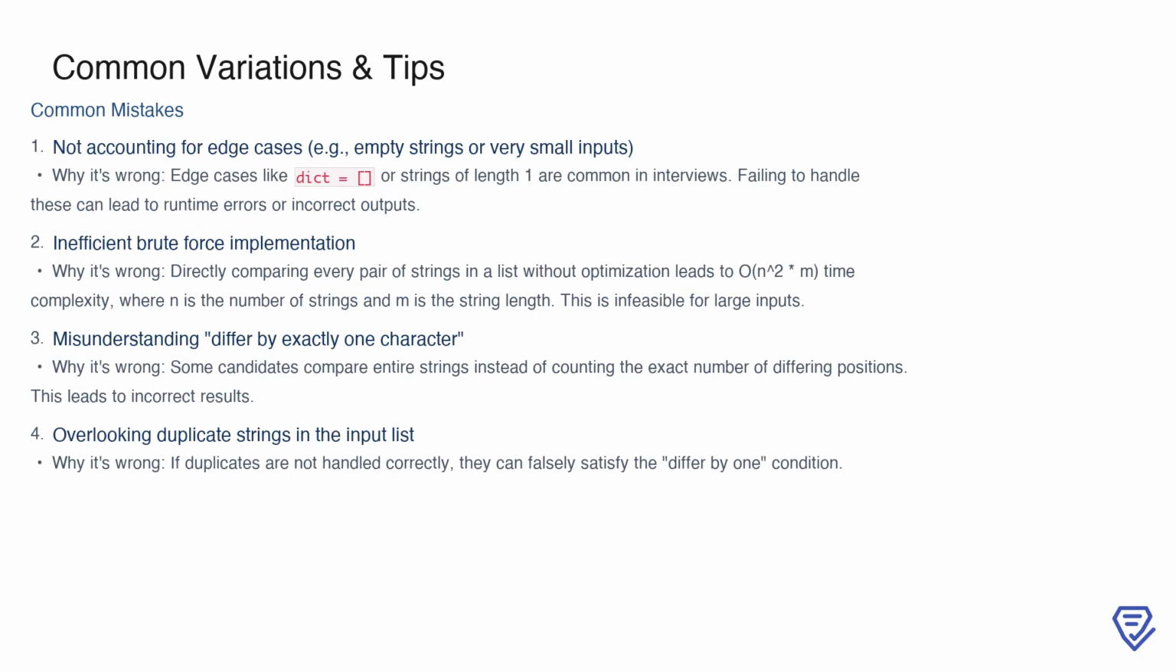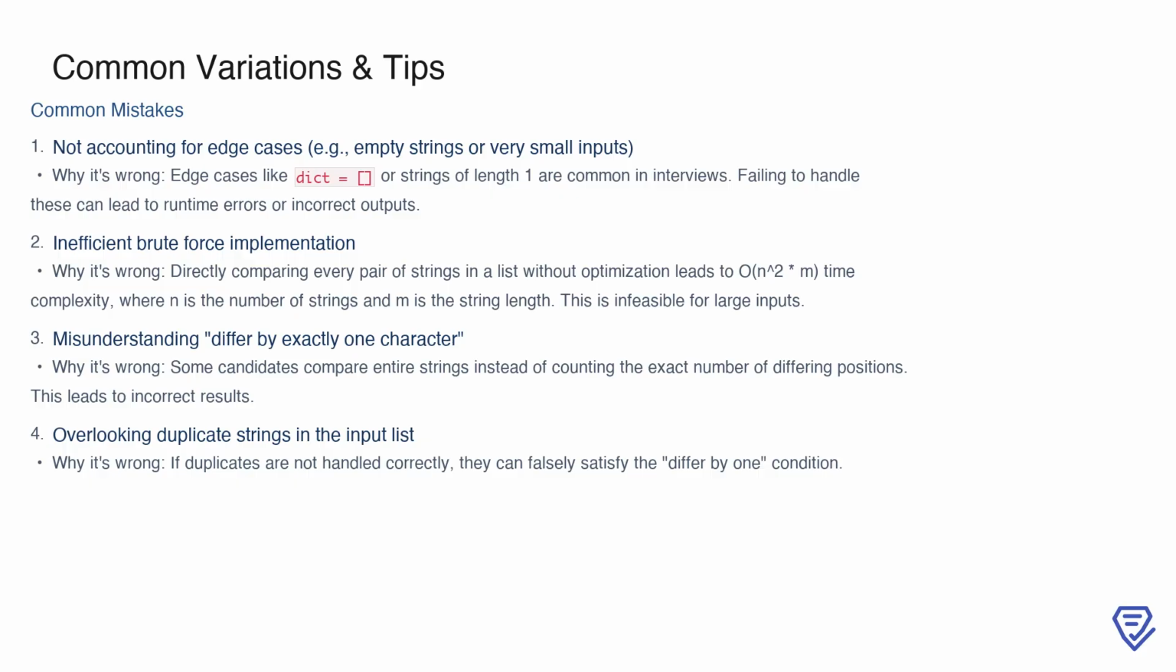When tackling this problem, there are several common mistakes that you should be aware of. First, failing to account for edge cases like empty strings or very small inputs can lead to runtime errors or unexpected outputs. For instance, an empty dictionary or strings of length 1 might not be explicitly mentioned in the problem description, but handling them gracefully is essential. Another pitfall is relying on inefficient brute force methods. Directly comparing every pair of strings in the list results in a time complexity of n squared m, which quickly becomes infeasible as input sizes grow.